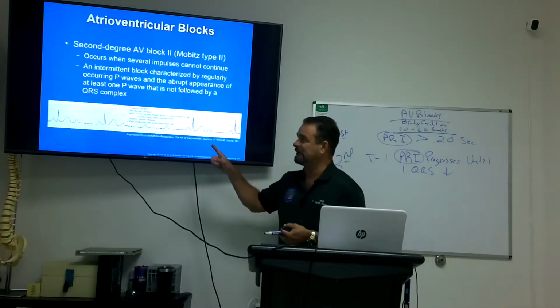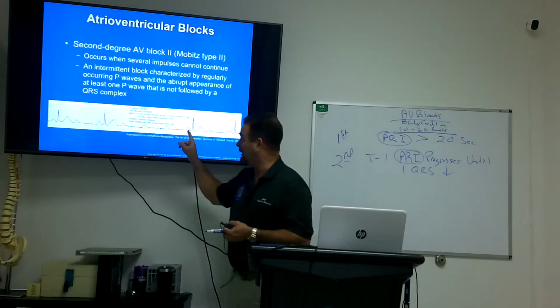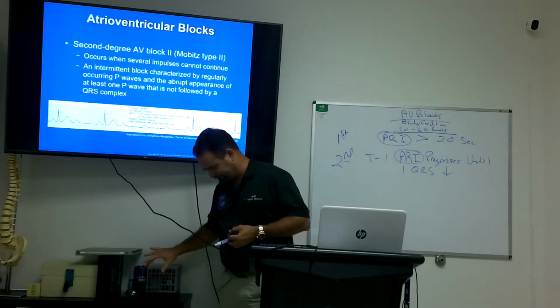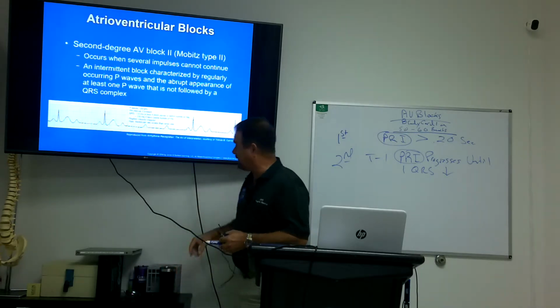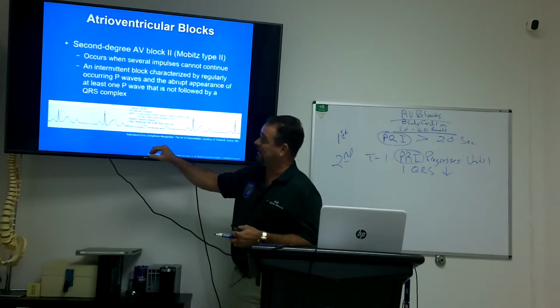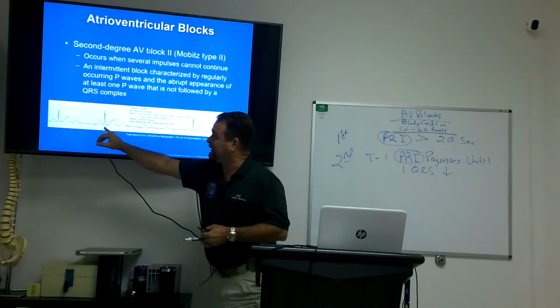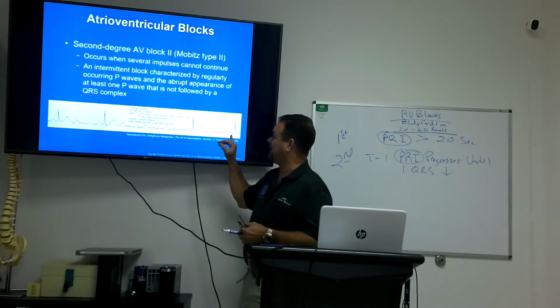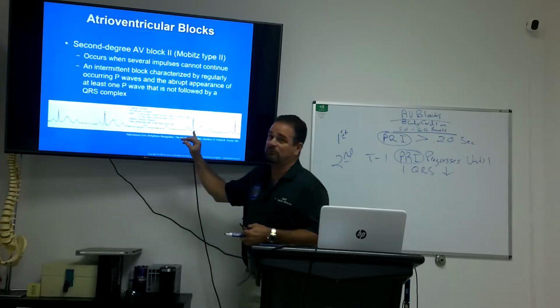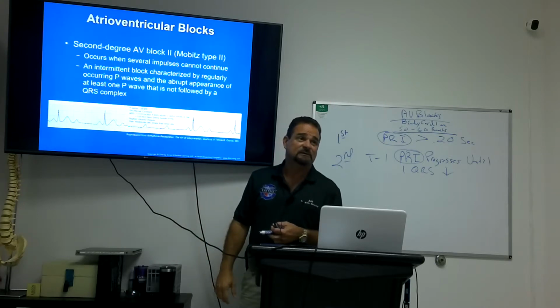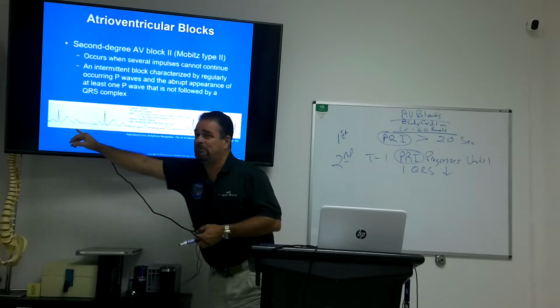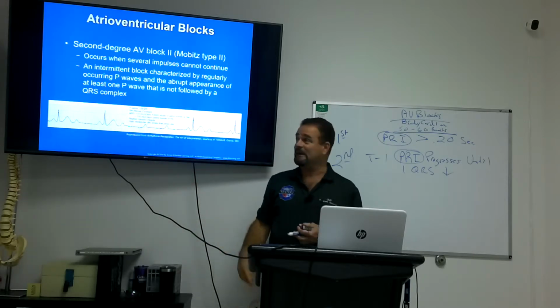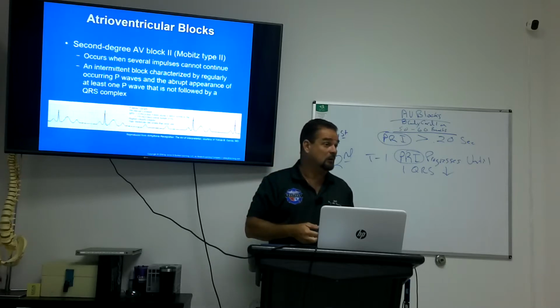Case in point, look at this strip. These are all P waves. Oh, great. That was not good. All right. Recover. We'll get that here in a little bit. These are all P waves, okay? There are multiple P waves, but notice there is no progression. So PRs are constant until you get one or more dropped QRS complexes. Instead of being progressive, they're the same. This PRI, this PRI, this PRI, and that PRI are all constant. And then it drops one or more QRS complexes.